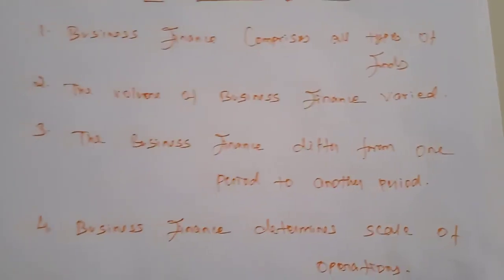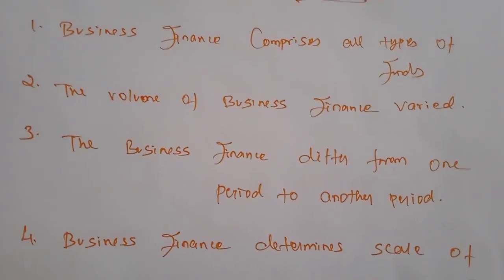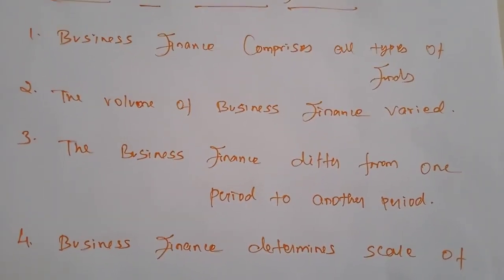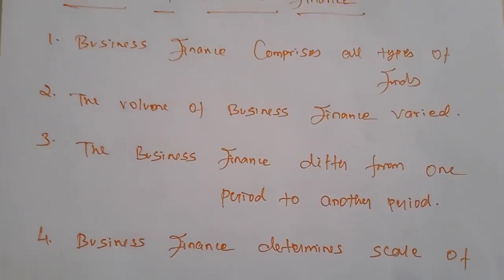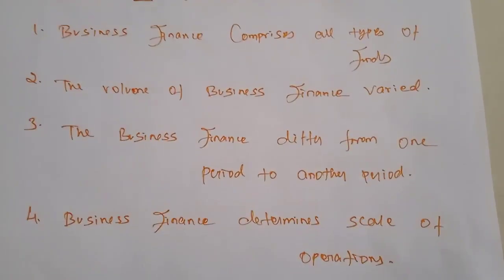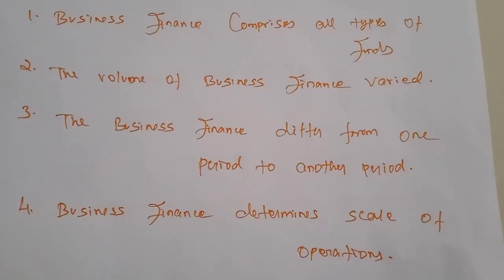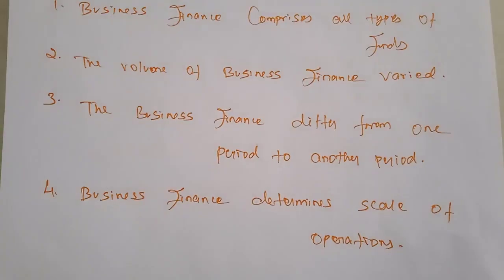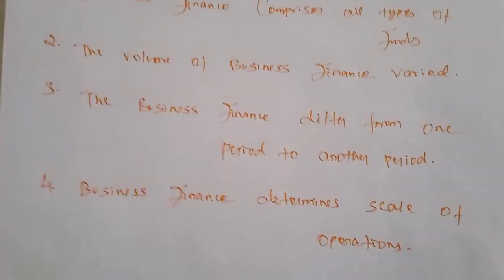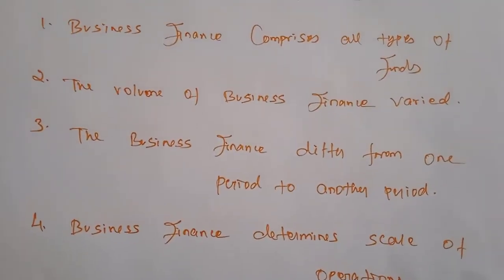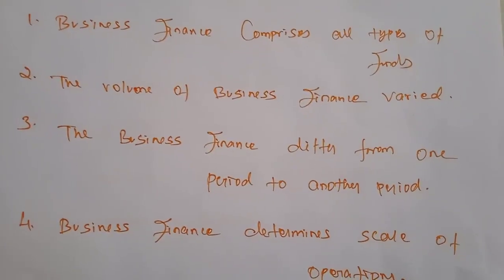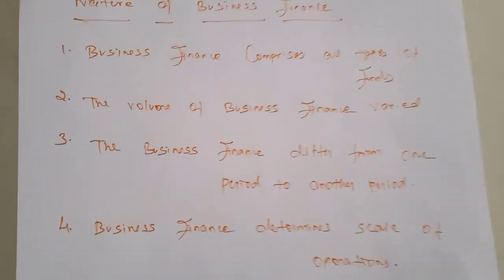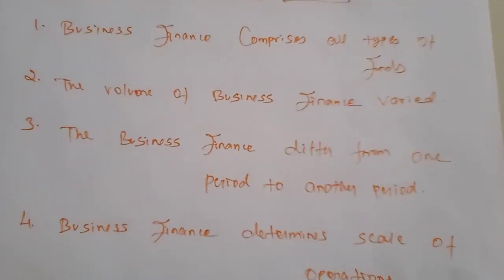What type of product is going to be produced? Some enterprises will produce agricultural products and basic necessities of life, and some will produce luxuries and comfort items. This type of enterprise will need long-term facilities. Next, the amount of business finance required differs from one period to another. So on the basis of time period also, the business finance will change.